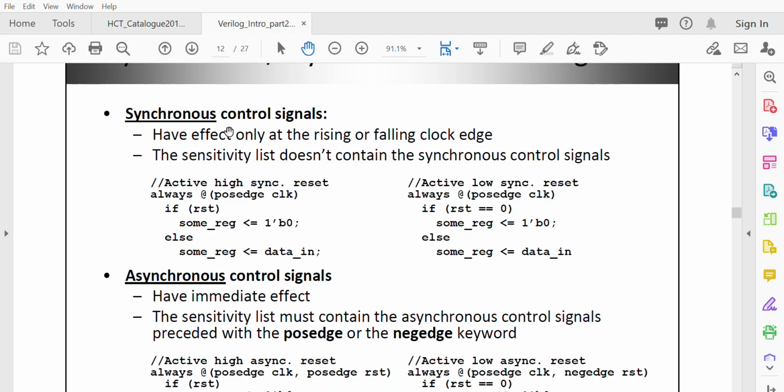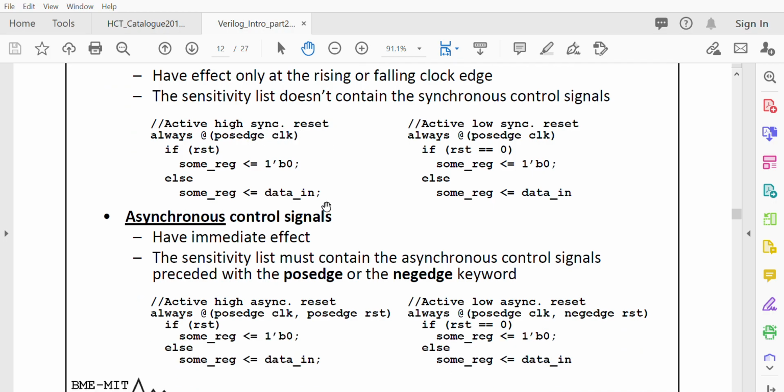Synchronous control signals have effect only at the rising or falling edge of the clock. The sensitivity list does not contain the synchronous control signals. We talked about that, like for instance, all the signals here are generated from flip-flops that are driven by the same clock. So they are synchronous. They are on the same clock domain. Being synchronous means there is no need to include these signals inside the sensitivity list of the always block.